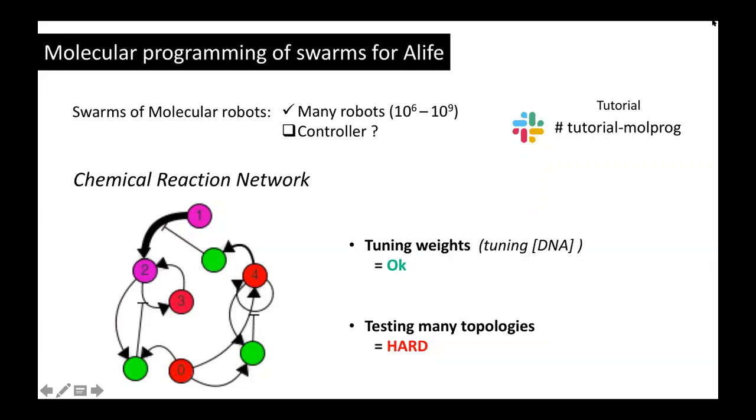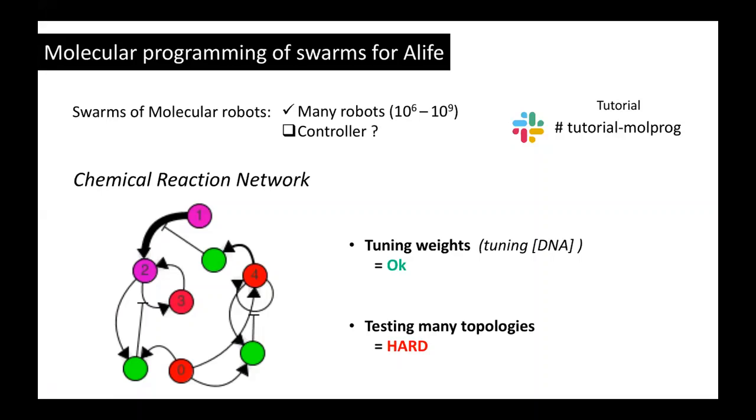Why are we interested in swarms of molecular robots? Because if you're using molecular robots, you can make many robots. It's not crazy to think you can make 1 million to 1 billion robots, but it is quite hard to make a controller for such robots. If you're interested in this topic, we did a tutorial at the beginning of the week. You might want to look at it.